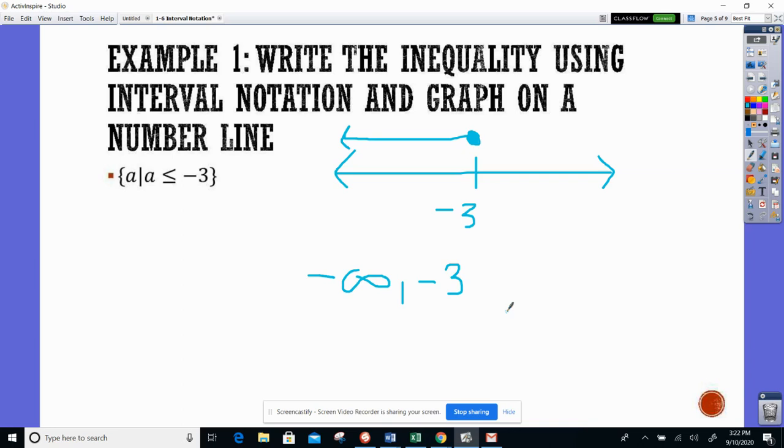Now all I need to do is either put my parentheses or my brackets. So if I look to my left side, I see I have infinity. And we know anytime we have infinity, it's always going to be parentheses. So I'm going to put my parentheses over here. If you look at the right side, you can see that because we have a closed circle, it means that -3 is included. And since it's included, we're going to use brackets. So this tells us that it goes from -infinity to -3, and -3 is included. And you're done. It's written in interval notation, and we graphed it on a number line.